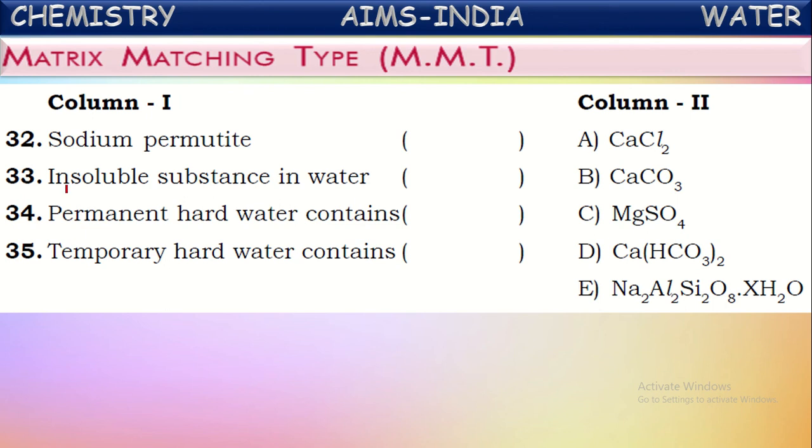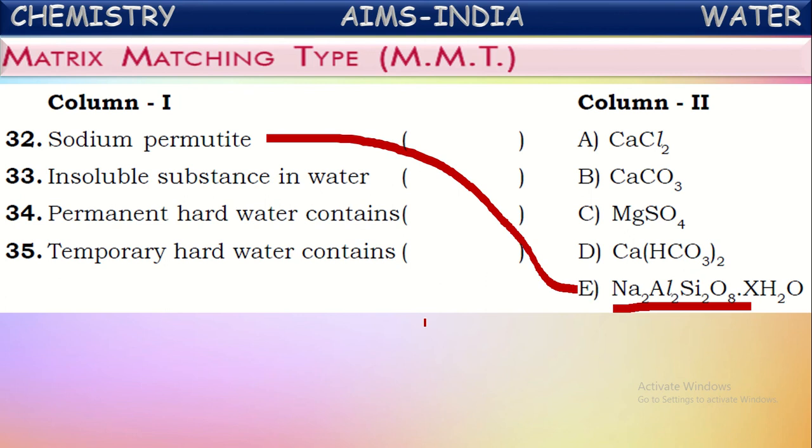See the first one, sodium permutite. It is one of the chemical substances which is used to remove the permanent hardness of the water by the process called permutite process, isn't it? It is a complex chemical substance which is chemically known as sodium aluminum silicate. Silicates of sodium and aluminum it is called chemically. So let us try to match this. This is sodium permutite. Next, let us see another one.